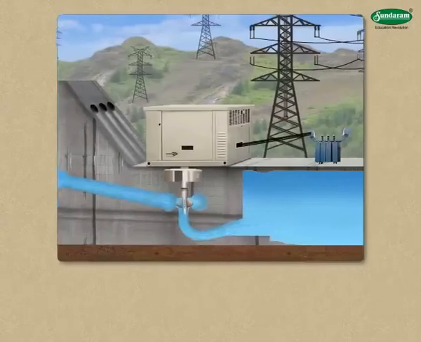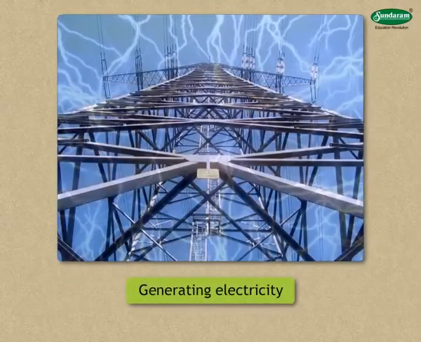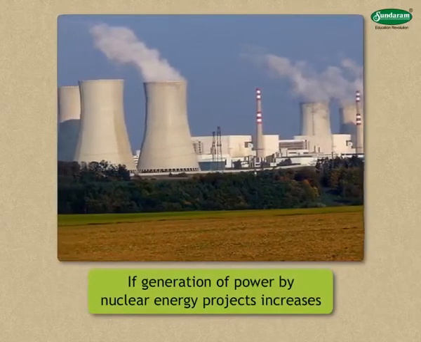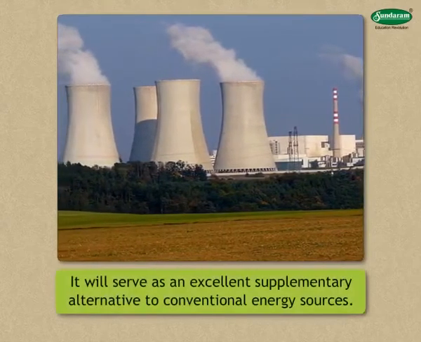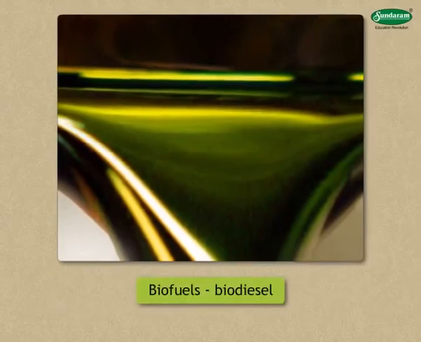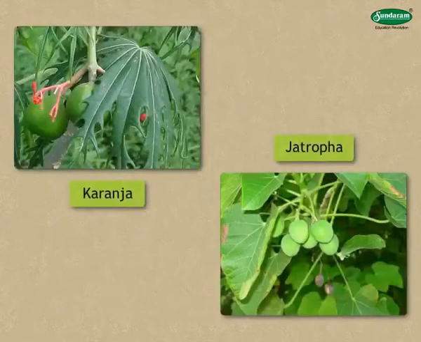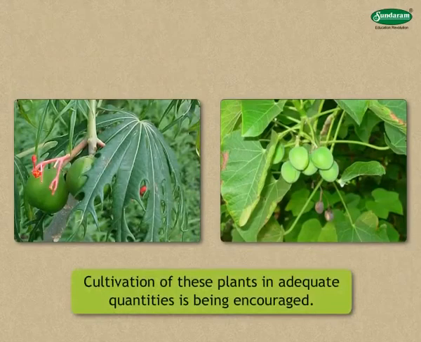You know that this is done in hydroelectric power plants. Nuclear energy is gaining favor for the purpose of generating electricity. It is hoped that if generation of power by nuclear energy projects increases, it will serve as an excellent supplementary alternative to conventional energy sources. Biofuels, biodiesel. Efforts are being made to obtain fuel oil from plants such as karanja and jatropha. That is why cultivation of these plants in adequate quantities is being encouraged.